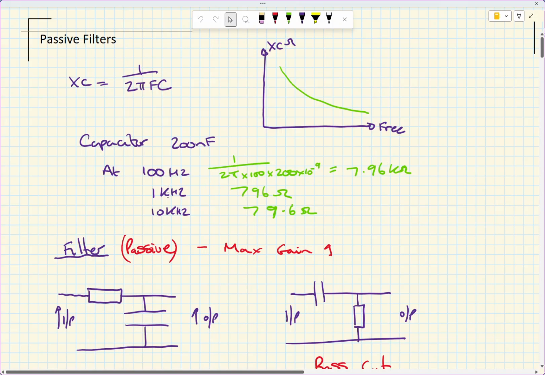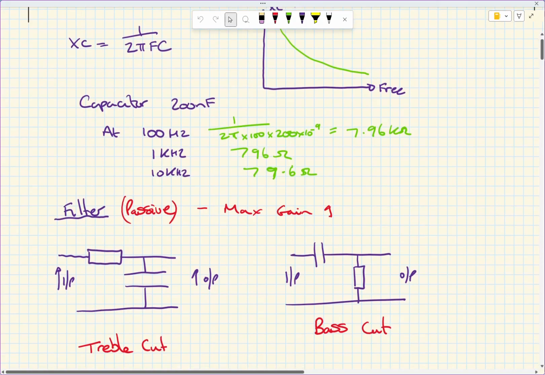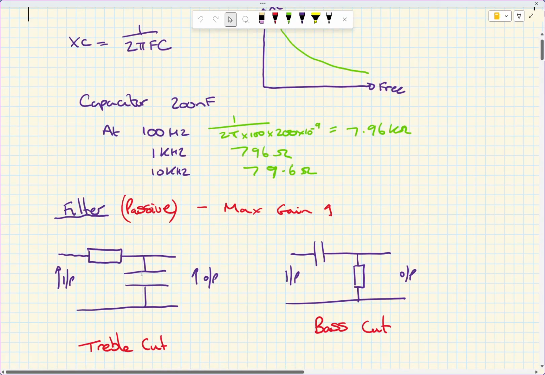Now, some questions ask you to work out the reactance of capacitors at other frequencies. If the frequency goes up by a factor of 10, like we are here, we don't need to recalculate, because the reactance of the capacitor would go down by a factor of 10. So it'd go down to 796 and then 79.6 as we went to 10 kilohertz. The reason we do that is because we can use it in a filter design, which is effectively a potential divider, because we can model this capacitor as effectively a resistor, so it's got reactance.